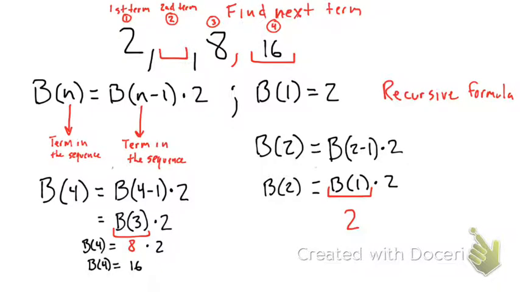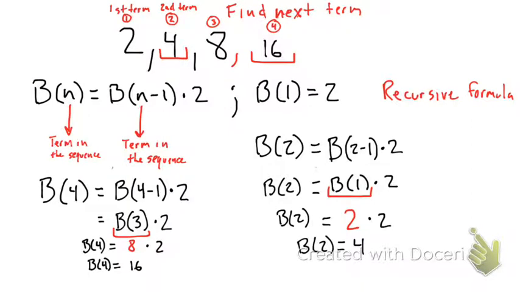Now we bring down the rest of the formula. We're going to multiply that by 2. And now we can figure out the second term. 2 times 2 is 4. So the second term in my sequence that's labeled B is 4. And we already knew that, but I just wanted to show you why it's important to always write down your first term when you're writing the recursive formula.